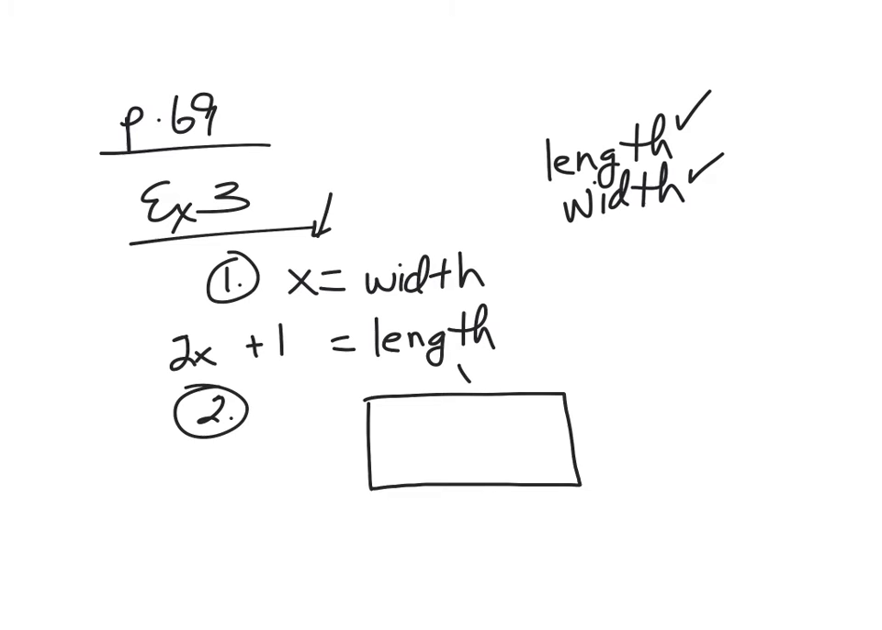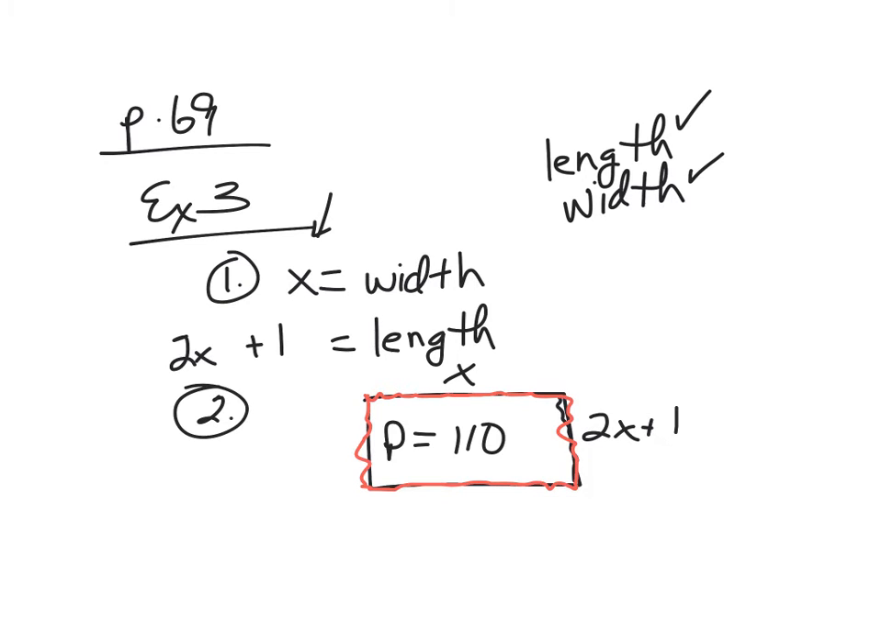And so if I call this the width, we know that that's x. And so over here, this would be the length, so that's 2x plus 1. We're told that the perimeter is 110. So the question is, do you remember what the perimeter of a rectangle is? Well, perimeter means around the outside. It means what this distance is from here, down to here, over to here, and up to there. So all the way around the rectangle.